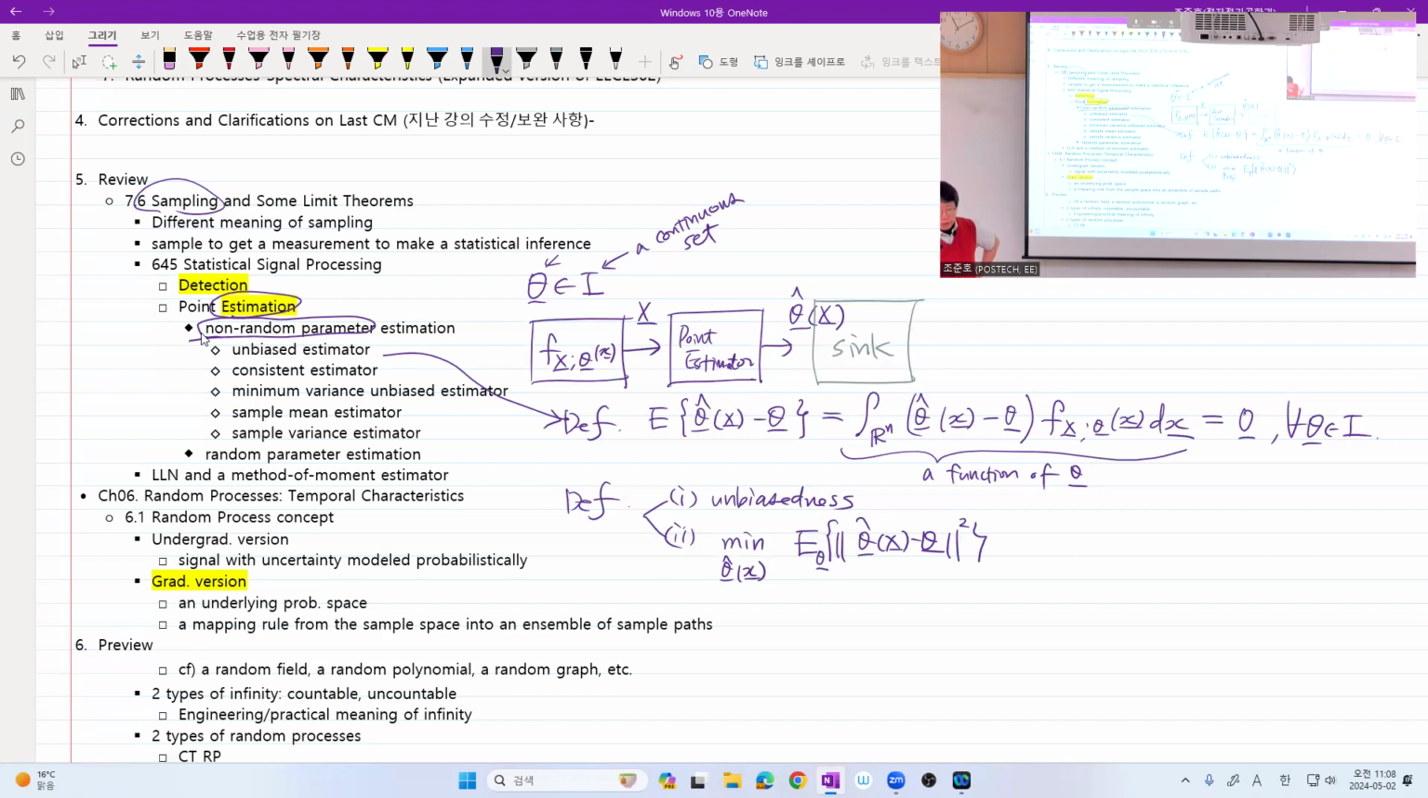So if you want to find the minimum variance unbiased estimator, it not only gives you this function of theta equals zero for all theta in the set, but also for each theta in this set, your estimator minimizes the squared error. By the way, some people just say that this is mean squared error, but precisely speaking, due to the unbiasedness, this is just the error, right? So this is often said error variance, not mean squared error.